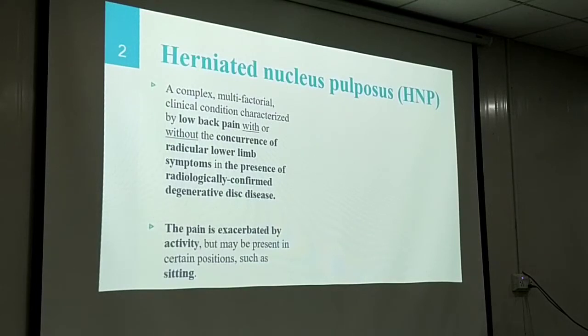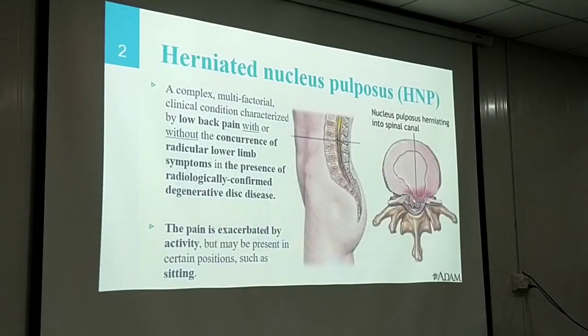Herniated disc, as I have given you a brief introduction to, is very common and a basic cause of low back pain. A complex multifactorial clinical condition characterized by low back pain with or without the concurrence of radicular lower limb symptoms in the presence of radiologically confirmed degenerative diseases. The pain is exacerbated by activity but may be present in certain conditions such as sitting. As you can see here, the nucleus pulposus is herniating into the spinal canal.